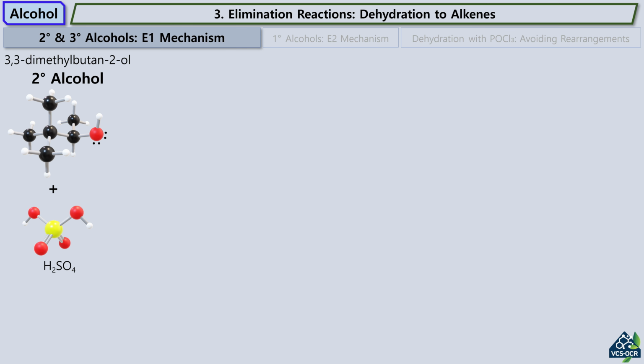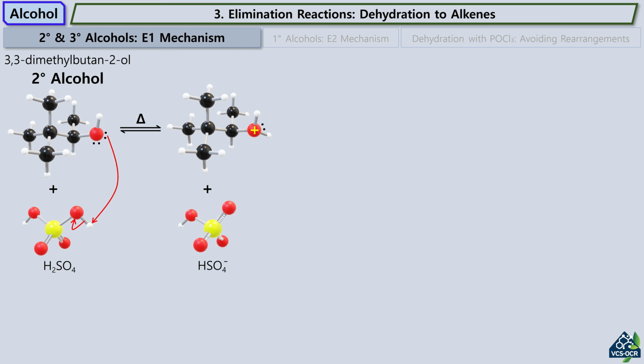Section 3. Elimination reactions, dehydration to alkenes. Secondary and tertiary alcohols generally follow an E1 mechanism. Under acidic and heated conditions, the acid first protonates the hydroxyl group, converting it into a water molecule, a good leaving group. Water then departs to generate a carbocation intermediate.